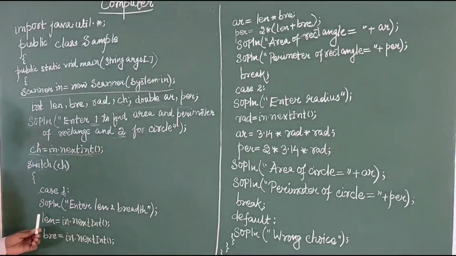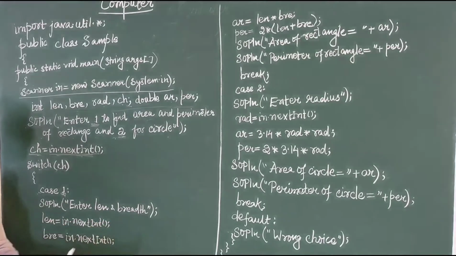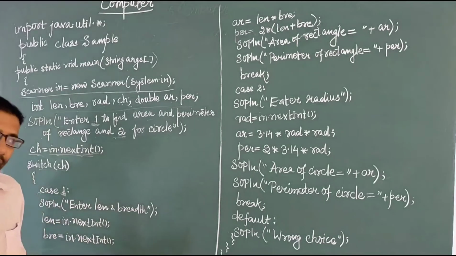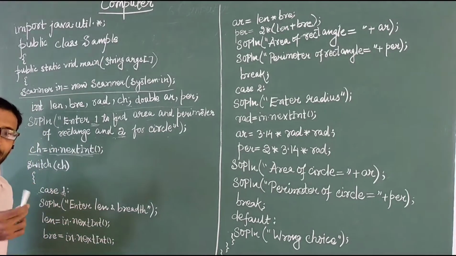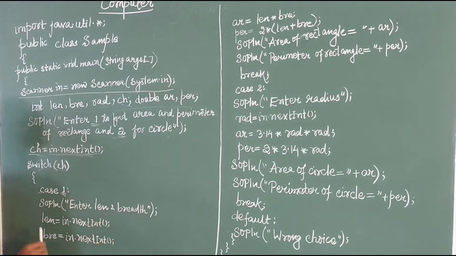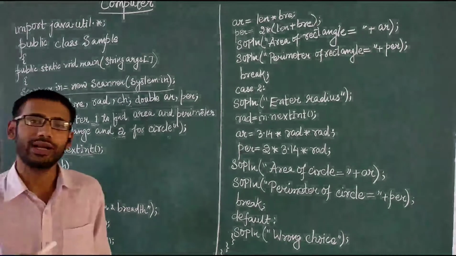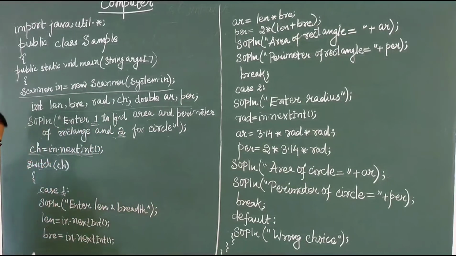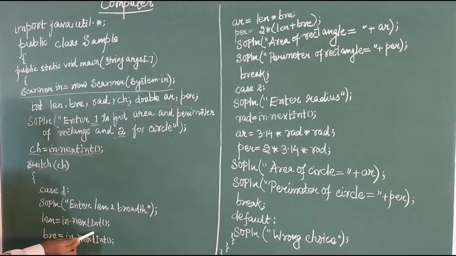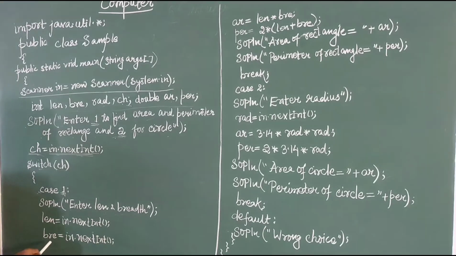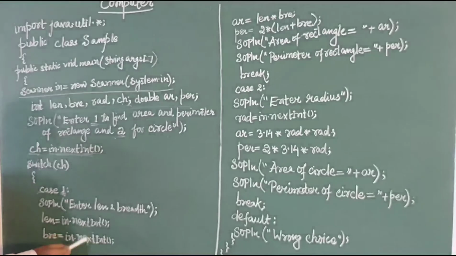Now, System.out.println: enter length and breadth. Since we are inside the rectangle case, to find the area of the rectangle we need length and breadth. As soon as the user sees this line, enter length and breadth, they will know they are supposed to enter the values of length and breadth. So length is equal to n.nextInt and bre is equal to n.nextInt. The values that the user feeds will go into length and bre because of these two functions. These are both the same functions.